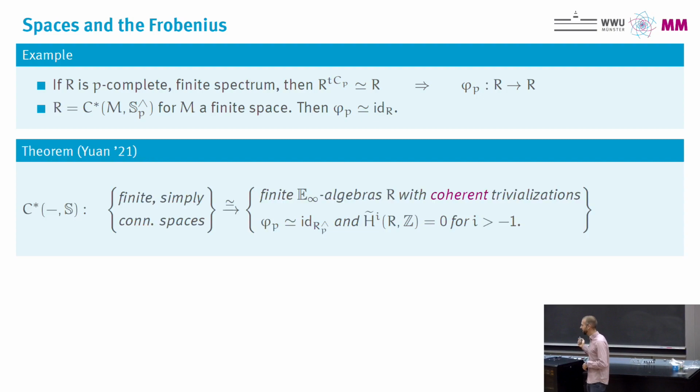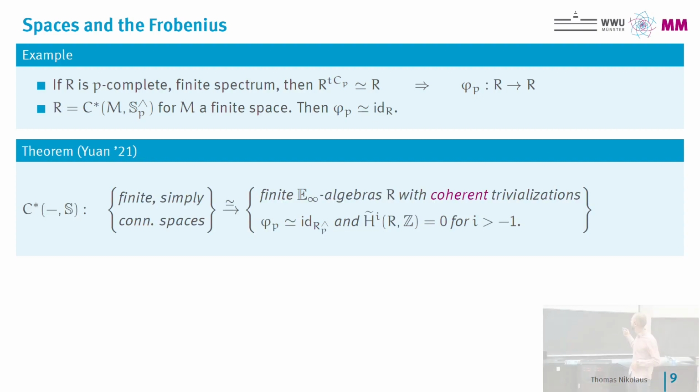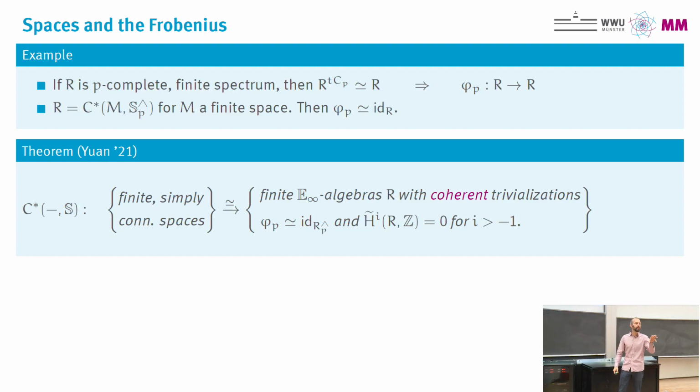And this is actually what Yuan proves. If you start with a finite simply connected space and take cochains, you get an E-infinity algebra over the sphere. And then for every prime, it turns out that the Frobenius is homotopy equivalent to the identity. So let's take that as an input datum. That's the extra structure I want to put on the cochains. And once you do that and you have a homological condition, which corresponds to simply connected on the left-hand side, then you see that this is an equivalence of infinity categories.